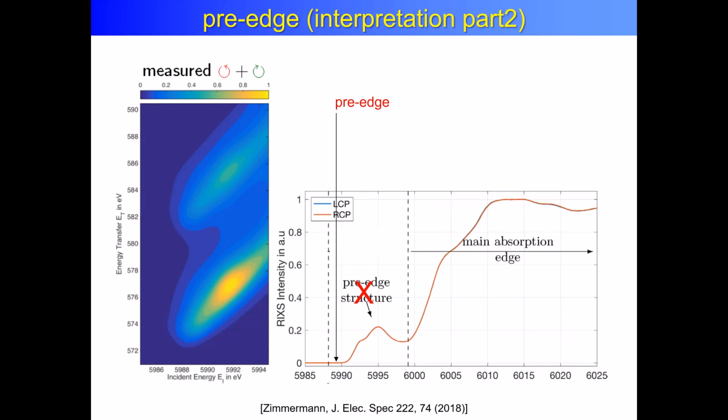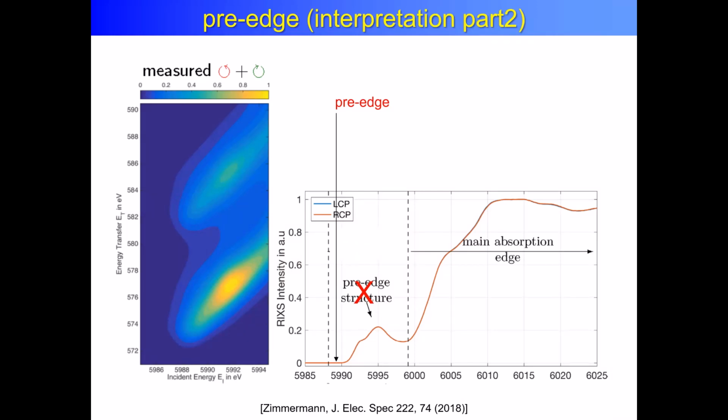So because chromium is 4+, it's extremely covalent. There's a lot of holes on oxygen and then a lot of holes on the P character of the nearest neighbor chromium. So what is called pre-edge is actually not the pre-edge, okay, depends how you define pre-edge, but it's not the quadrupole peak, it's the non-local dipole peak. So why do I say that?